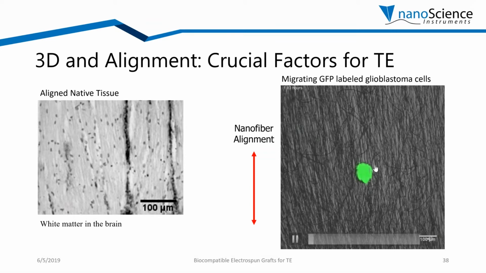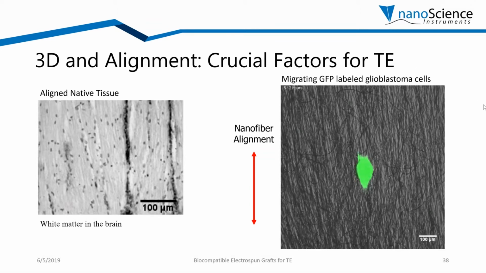For example, the image on the left shows the native tissue in the brain. Since we can target fiber orientation with our electrospinning technique, this means that we can mimic that specific native tissue. So for example, this video on the right has GFP-labeled cells, depicted in green, and they are migrating over time because of the alignment of those fibers. They're moving really fast. In just a few hours, they move up to a few millimeters in displacement.